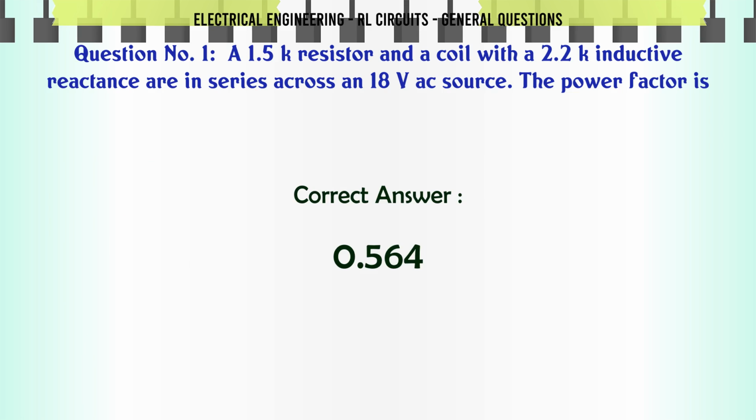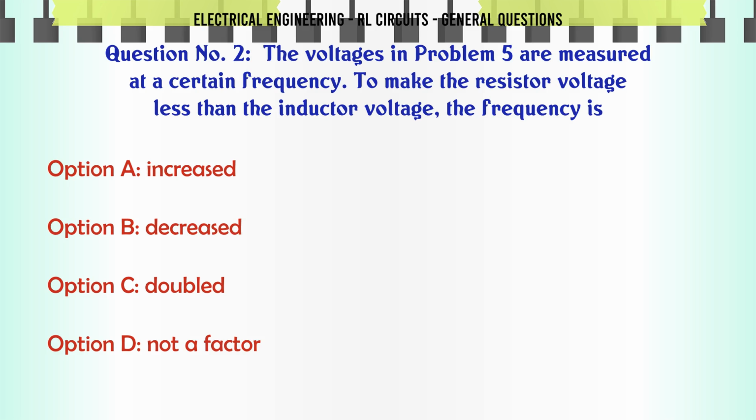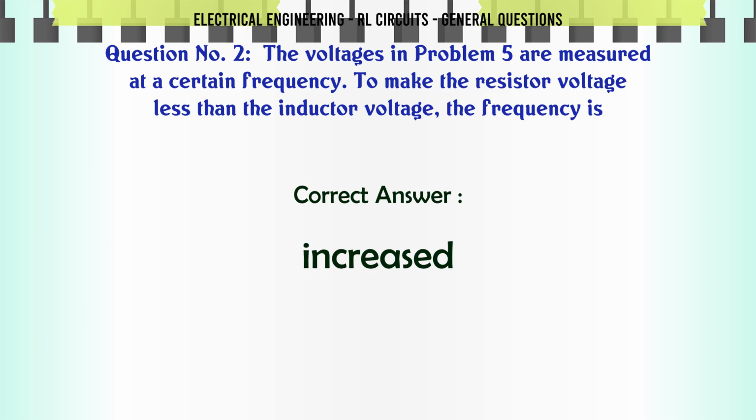0.564. The voltages in problem 5 are measured at a certain frequency. To make the resistor voltage less than the inductor voltage, the frequency is A. increased, B. decreased, C. doubled, D. not a factor. The correct answer is increased.